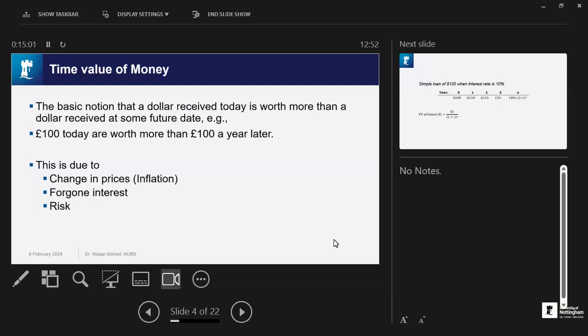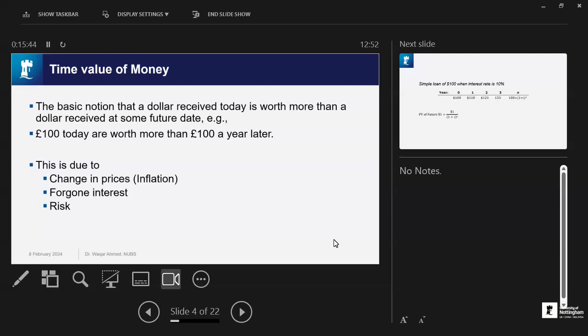And the last reason to discount or to take into account the time value of money is risk. So how is risk related here? Anyone? So it's easy to understand: inflation affecting the prices, time value of money, important. I've explained the foregone opportunity, the opportunity cost. That's why you need to take into account the time value of money. So what about risk? How is risk related to the time value of money?